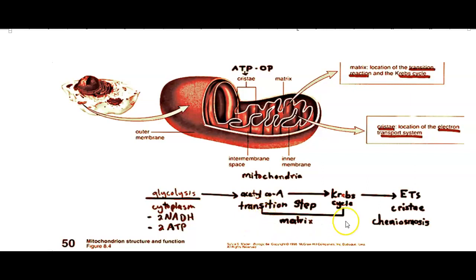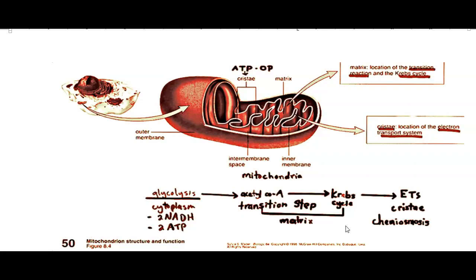These next 2 steps are going to be in the matrix of the mitochondria. We have a transition step where acetyl coenzyme A, acetyl-CoA, that's a C, is going to be giving off a carbon. And that is now going to go into the Krebs cycle. And these are going to be making electron carriers. So electron carriers are made in glycolysis, transition step, and the Krebs cycle. Krebs cycle makes a lot, most of them.